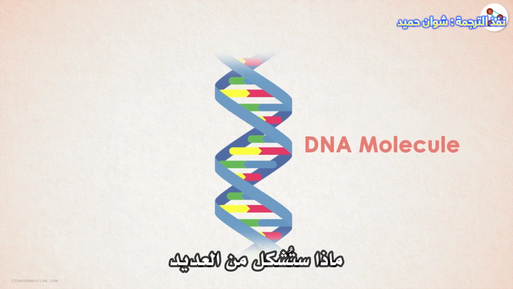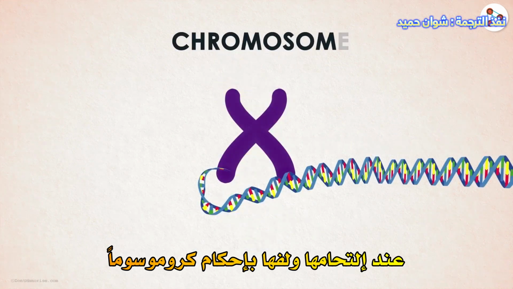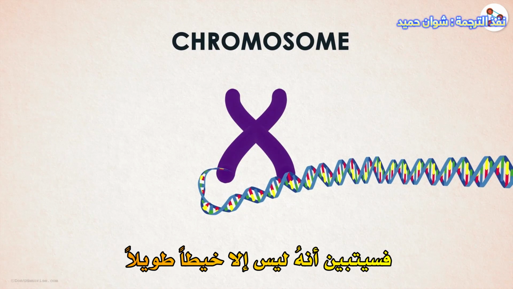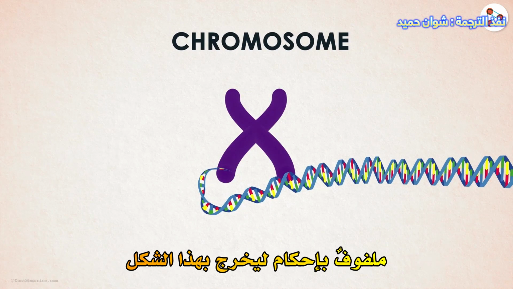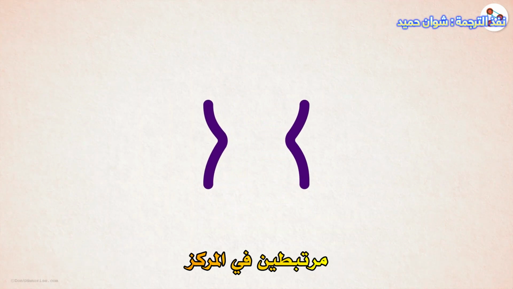What will several such DNA molecules together form? DNA strands, when tightly wound and coiled, will form a chromosome. So if we look closely at a chromosome, it is nothing but a long strand of DNA tightly wound and coiled to form this shape. But the chromosome seems to have two individual strands joined at the center.